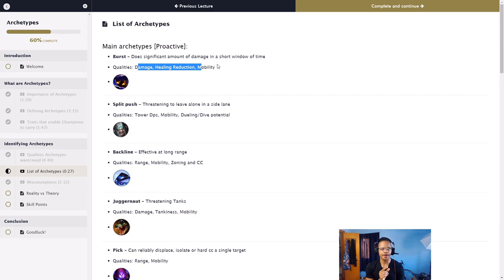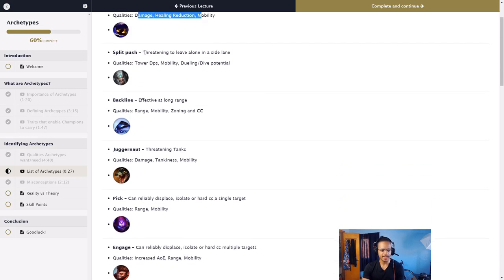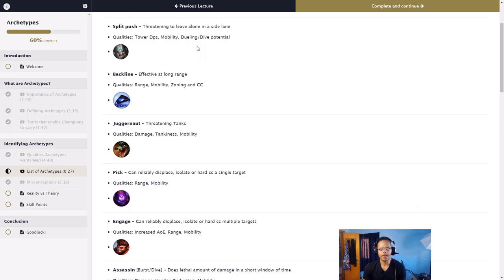Whenever your burst becomes high enough that they die within like a second, maybe 2 seconds. Okay, the next is going to be split push. The description here is pretty vague in terms of being in a side lane, but the operative word there is threatening. They need to be able to apply enough pressure that them being in the side lane is actually effective for the macro.